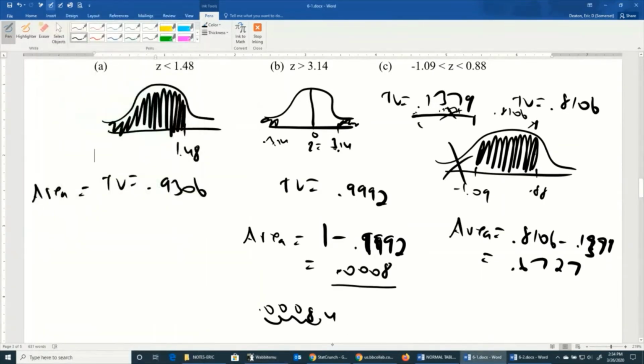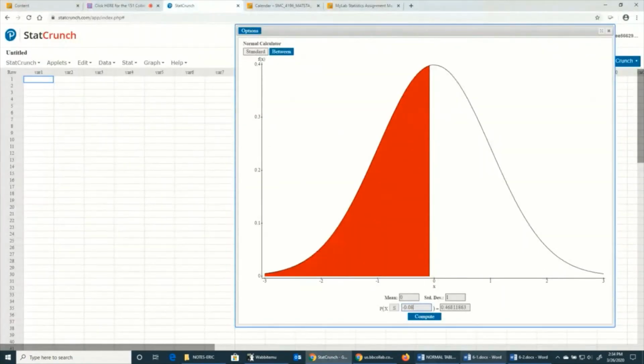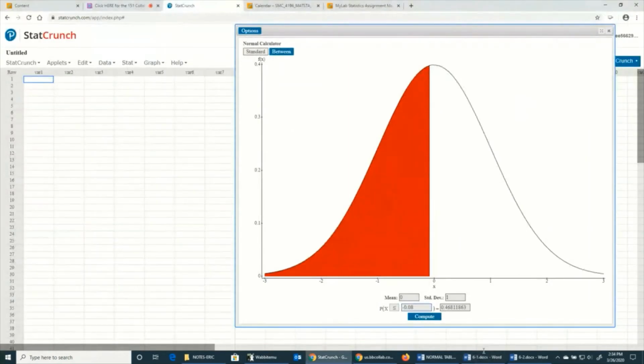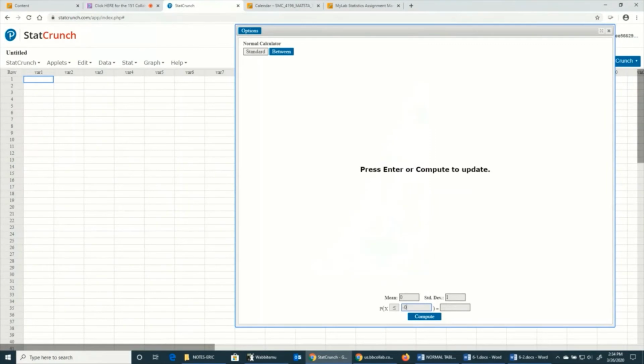An even better way is StatCrunch. So less than 1.48, that's already at less than. So let's change it to 1.48.